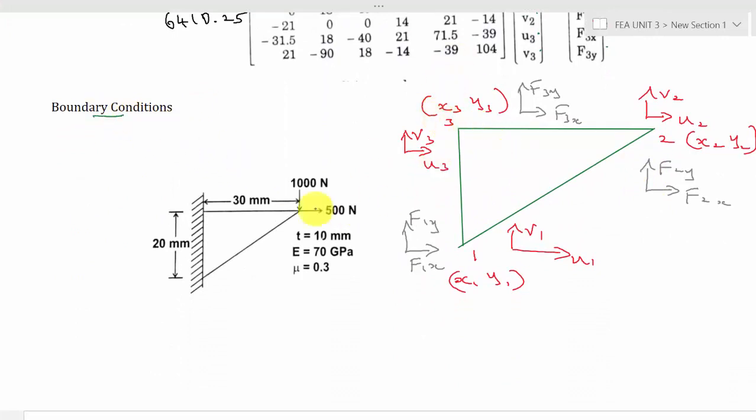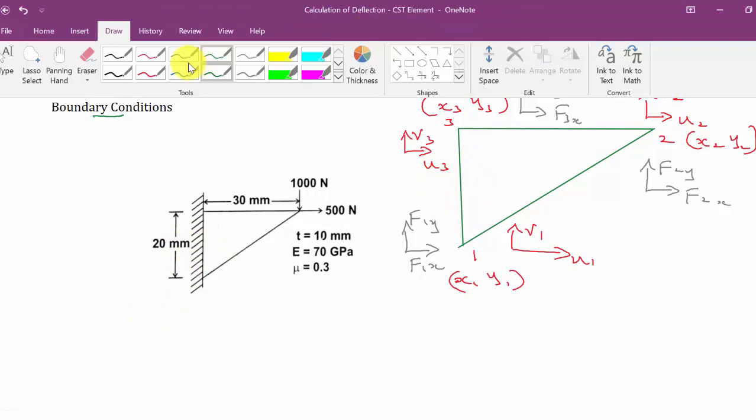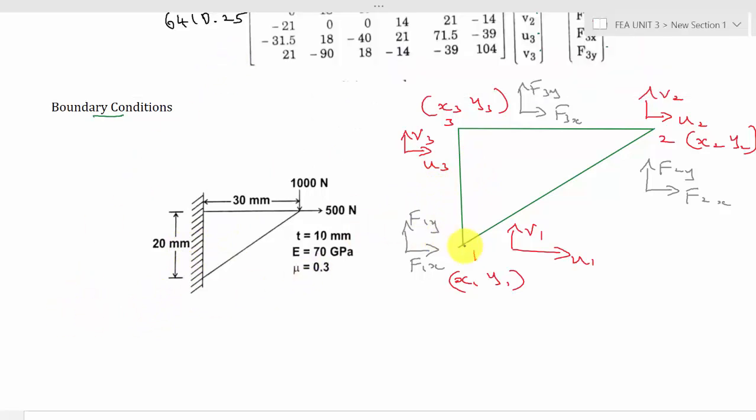So this is the given drawing and these are all the nodal displacements. First we'll look into the displacement. At node 1, it is fixed. So fixed means U1 is equal to V1 is equal to 0. And at node 3, it is fixed. So U3 is equal to V3 is equal to 0. So at node 2 you will have the displacement. So this is the deflection.